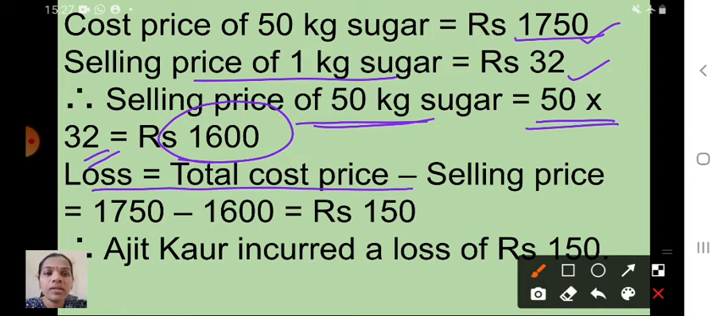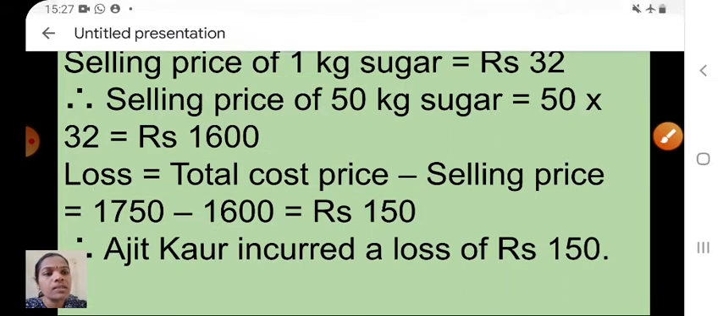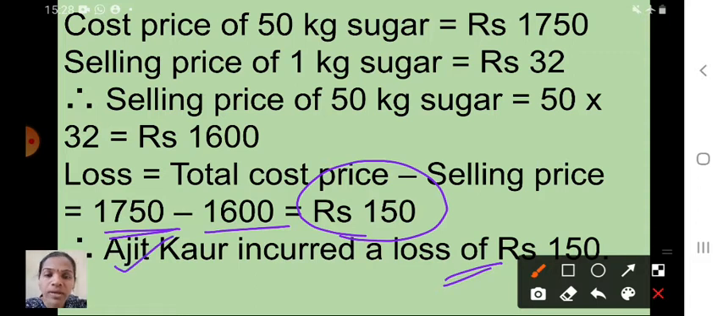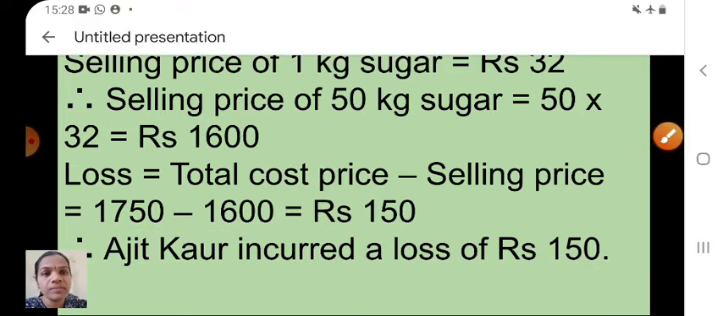Okay, lastly this formula also you have to write. That is total cost price minus selling price. Understood, children? So total cost price is what? 1,750 minus selling price is what? 1,600. So if you subtract here, you will get an answer 150 rupees. That means Ajit incurred a loss of 150 rupees. This will be your final answer. So this one is so easy, isn't it, children? So can you do it by yourself? Yes.